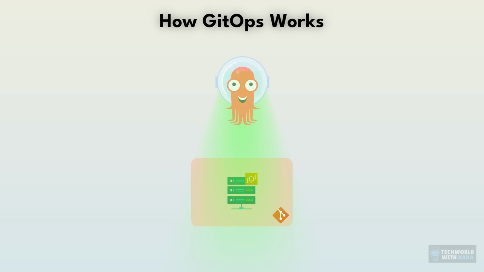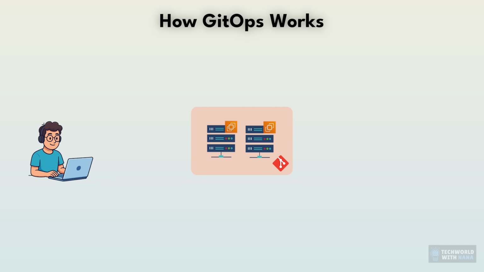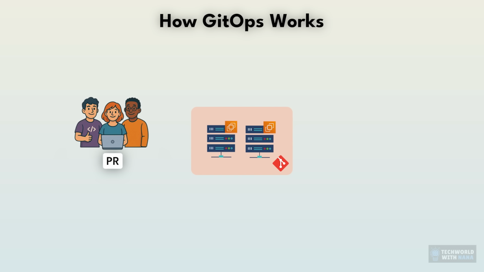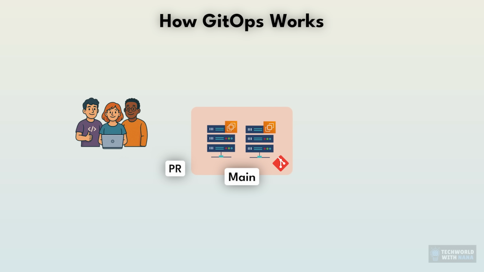Now your workflow becomes, step one, you need to change infrastructure. Maybe you want to add a new server. So someone on the team edits Terraform code in their local Git clone, right? So locally on their laptop, they make the changes. And once they're done, they open a pull request. Your team reviews it and says, looks good. This server has the right configuration, so we can actually apply it. And to confirm that, the PR is merged to the main branch.